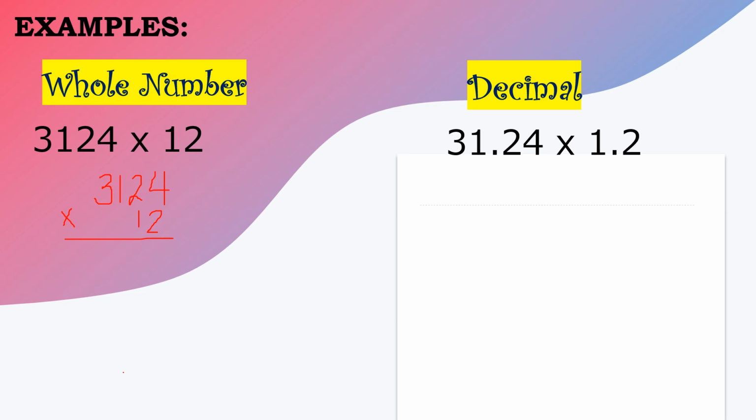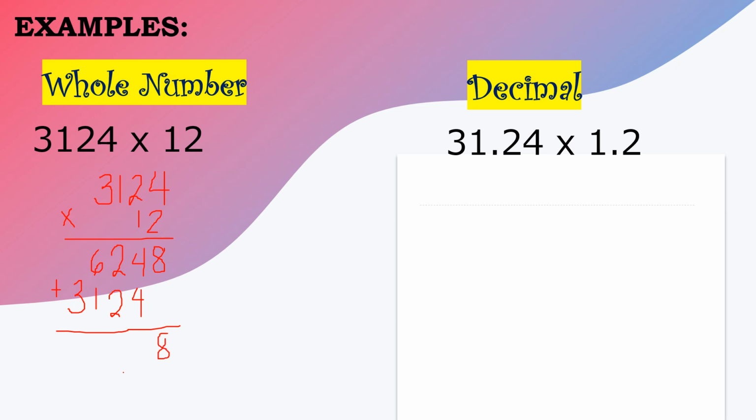So, 2 times 4 is 8. 2 times 2 is 4. 2 times 1 is 2. 2 times 3 is 6. Okay, tapos na tayo sa 2. Punta tayo sa 1. So, 1 times 4 is 4. 1 times 2 is 2. 1 times 1 is 1. And 1 times 3 is 3. Okay, i-add natin itong dalawa. So, bring down 8.